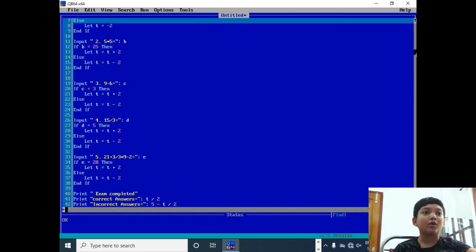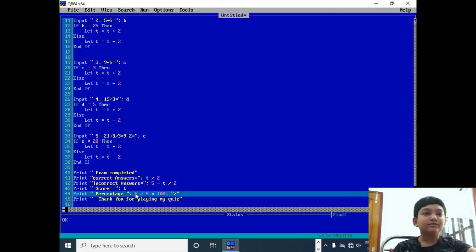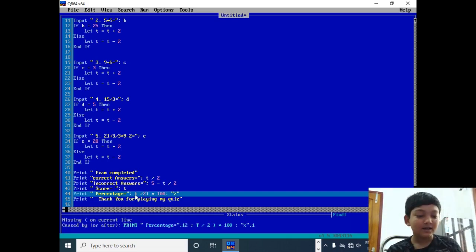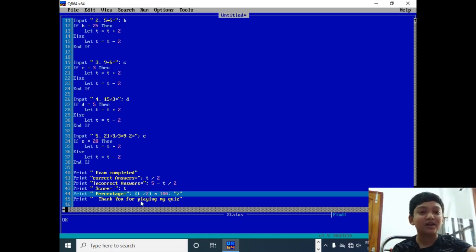Let's see our problem. So percentage is T. Okay, sorry. T divided by 5, not T divided by 2. That means T is how much? Now I am giving the bracket. There was one mistake: T is actually our point, and T by 2 is our number, and this whole is divided by 5, because we have 5 questions in total.